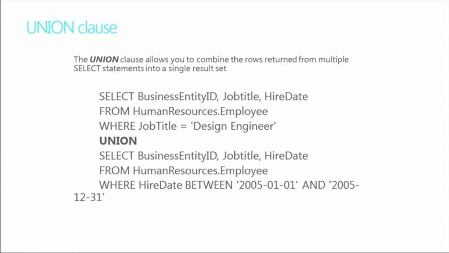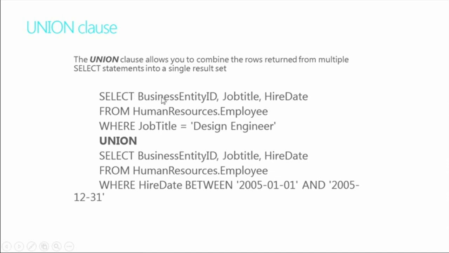Okay, the union clause. What if I have content that's in two different tables? Yeah, we can do that. So right now, what we've been looking at is grabbing content from a table. What about content from two tables? Well, this is what I can do here. As long as the columns are matched, it allows you to combine the rows returned from multiple select statements into a single result set.